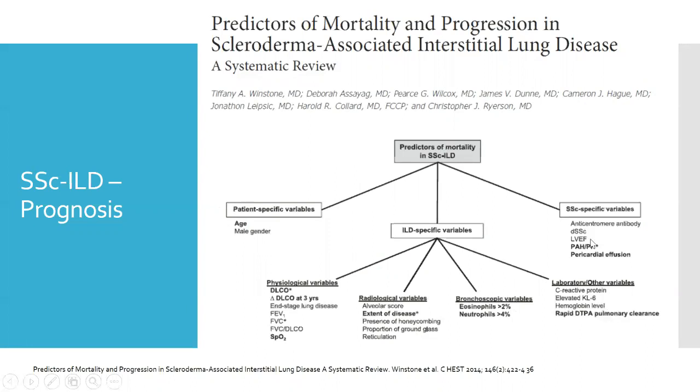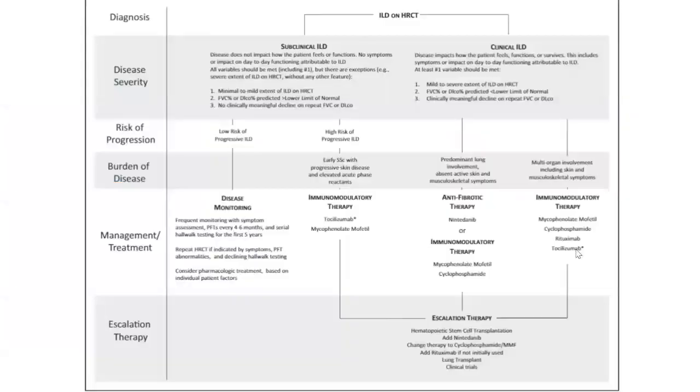And scleroderma specific variables, so having concomitant PAH, having a pericardial effusion, put you at risk for increased mortality in patients with scleroderma ILD. Number of things to consider here. So overall, when we look at treatment approach, I think this was an excellent slide, dividing ILD into the subclinical kind and the clinical type.